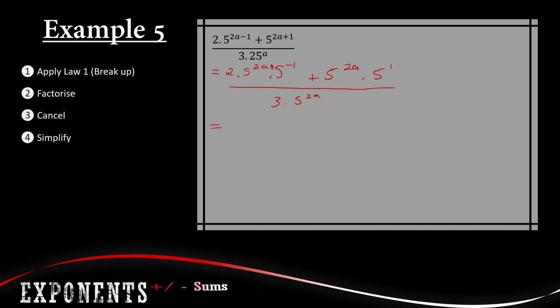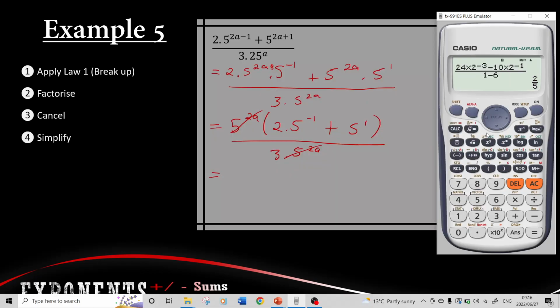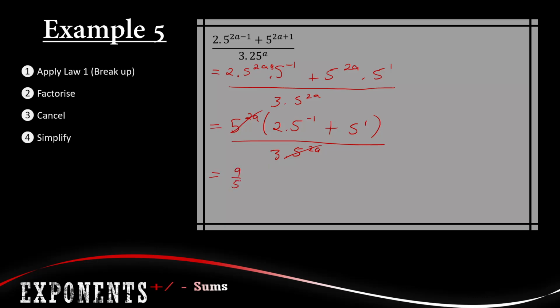Then we factorize out. 5 to the power of 2a comes out, and then we're left with 2 times 5 to the power of negative 1 plus 5 to the power of 1, all over 3 times 5 to the power of 2a. Okay, those two can then cancel, and then we can just type in what we have left there. So that is going to be 2 times 5 to the power of -1 plus 5, which is just 5, and then over 3. Right, and that's equal to 9 over 5. Okay, and then we are done.